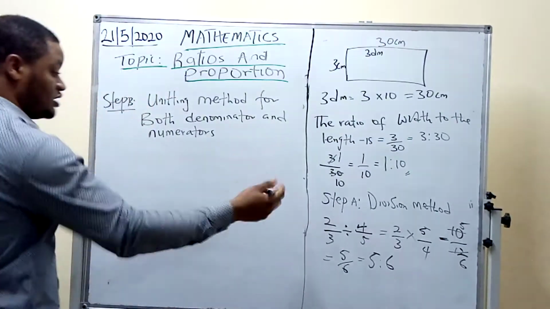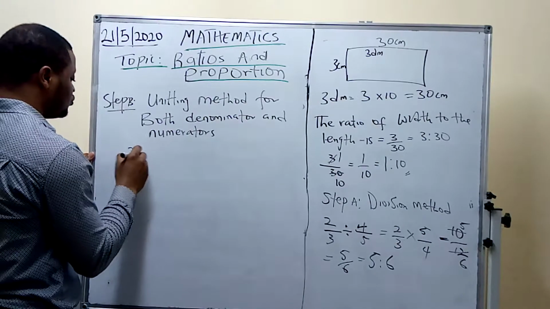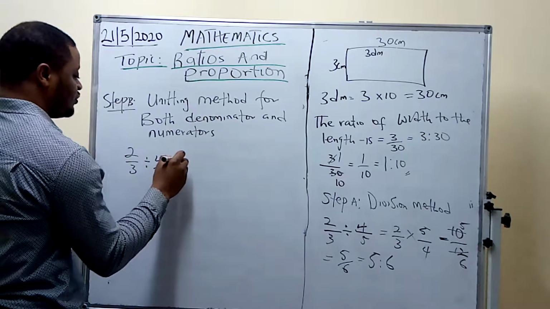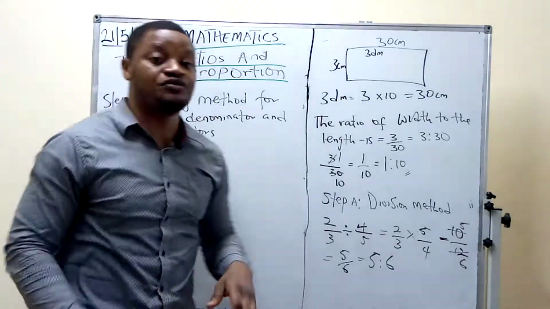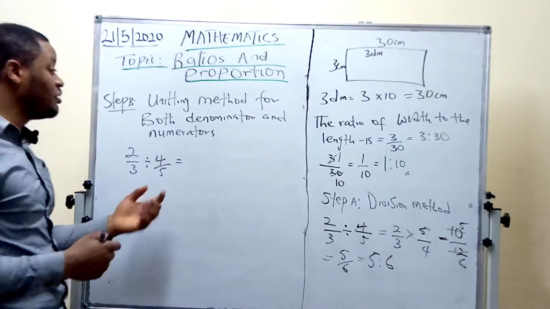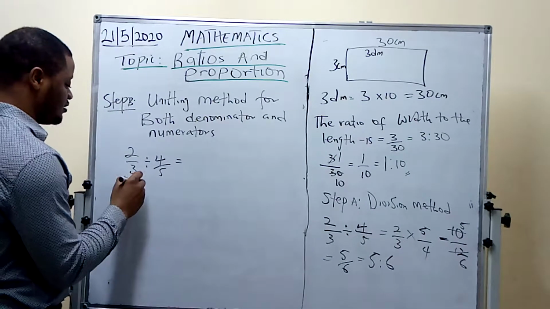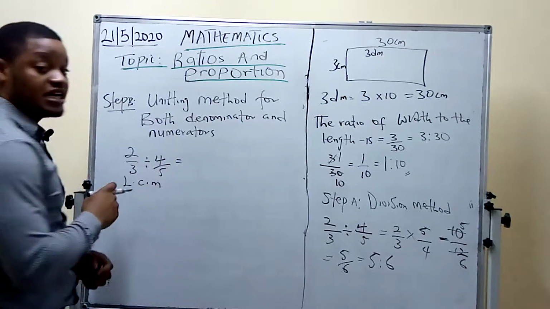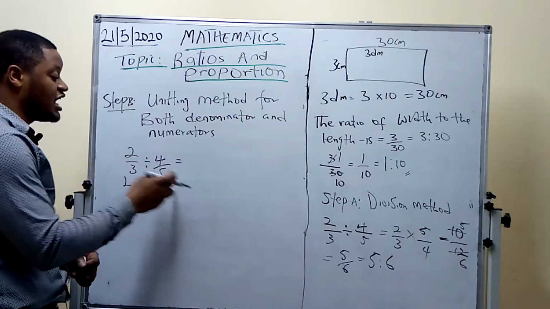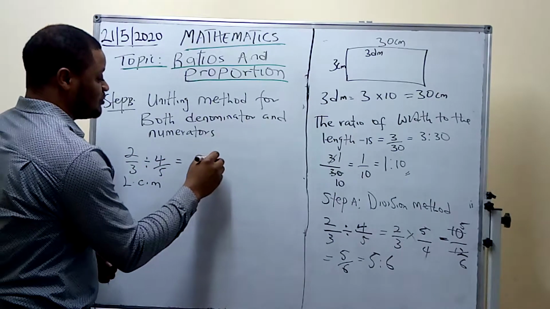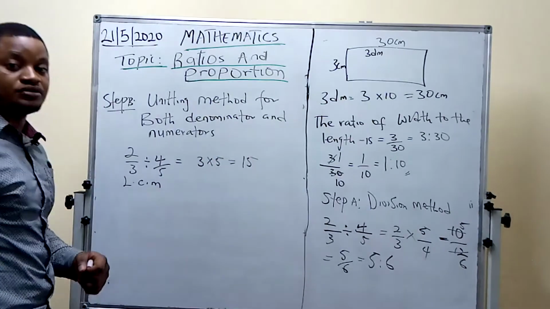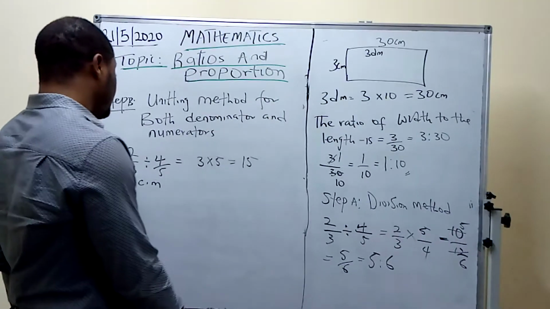Firstly, let's use the same question. 2/3 divided by 4/5. In these steps you are going to involve LCM. You find the LCM of the denominators. What are the denominators of the two fractions? We have 3 and 5. That is 3 times 5, which is 15.